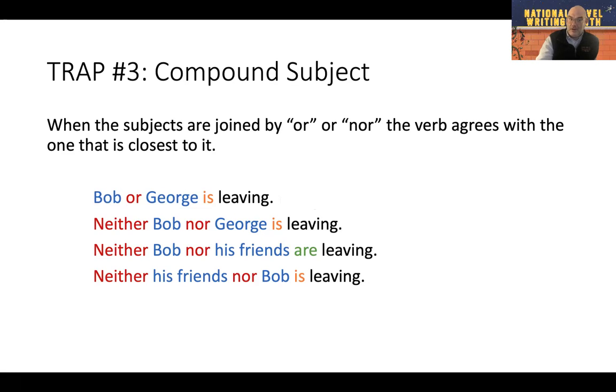But that's not right, because "or" does not make it plural. It's either/or. Only one of them is leaving. By definition, it's got to stay singular. So the correct way to say this is "Bob or George is leaving."